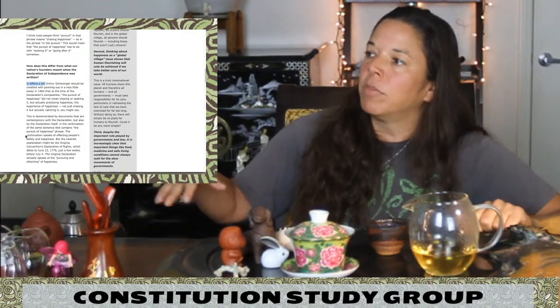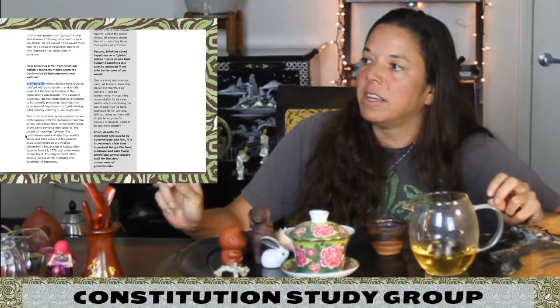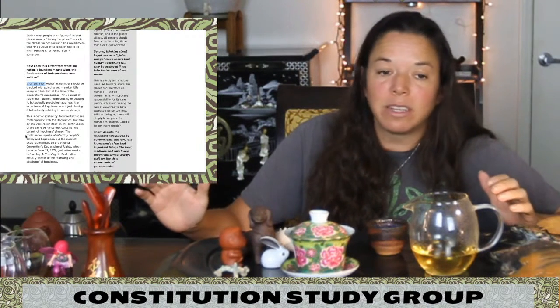Arthur Schlesinger should be credited, and I pulled him up too. We'll talk about him. He's credited for pointing out in an essay he wrote in 1964 that at the time of the Declaration's composition, the pursuit of happiness did not mean chasing or seeking, but actually practicing happiness, the experience of happiness. Not just chasing it, but actually catching it, you might say. That we have a right for the happiness just to be there, and that we can just live it and experience it.